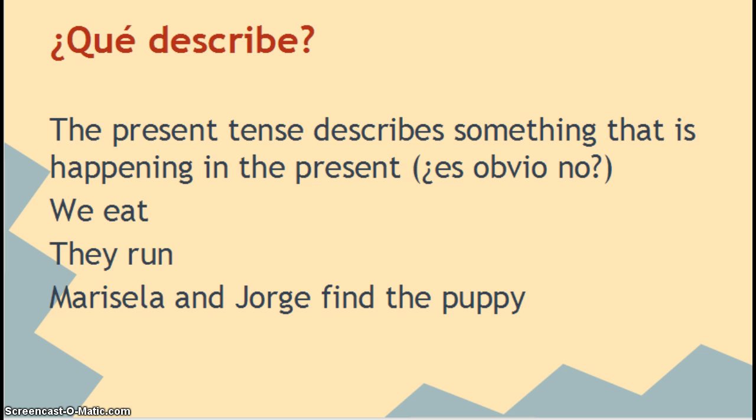So first of all, ¿qué describe? What does the present tense describe? The present tense describes something that is happening in the present. This should be pretty obvious. Things like we eat, they run, Maricela and Jorge find the puppy. Anything that's currently happening, okay? That can be the present tense.